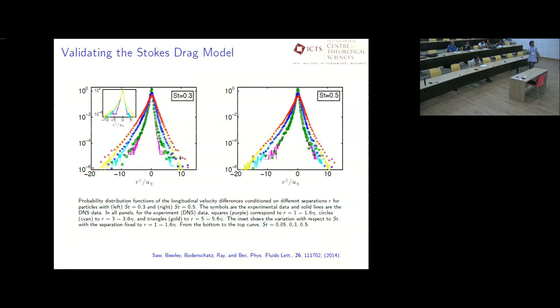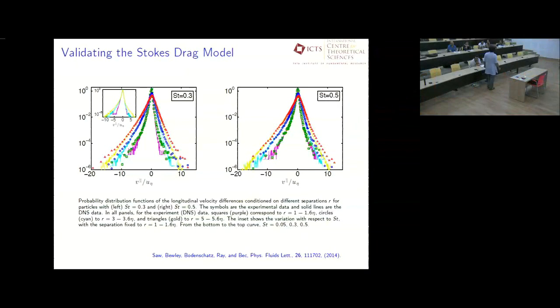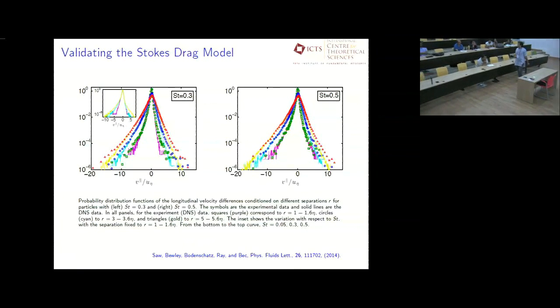The order of eta, the smallest scale in the problem. All right, so let's look at any one of these. Let's look at this plot. The symbols on this plot correspond to data which we obtained from experiments which were done in Göttingen for the same size particles. Apparently, the experiments are much harder than the simulations. And the lines, the continuous lines, are the data that we obtain from simulation.